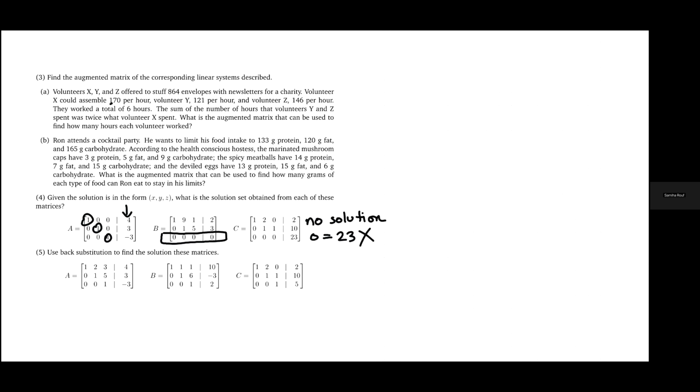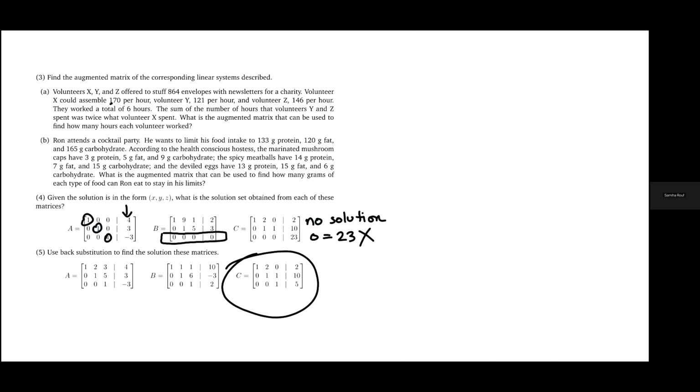All right. Okay, and then finally, in question 5, it gives us 3 matrices and it wants us to use back substitution to find the system of equations. So I'm just going to go ahead and solve it for C, since the procedure is the same for all of them.